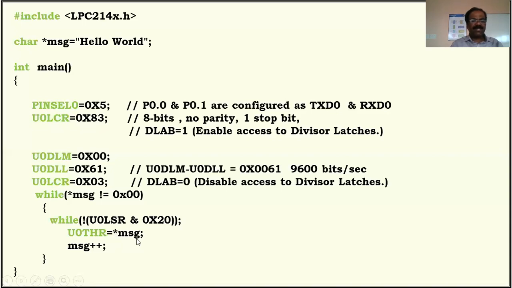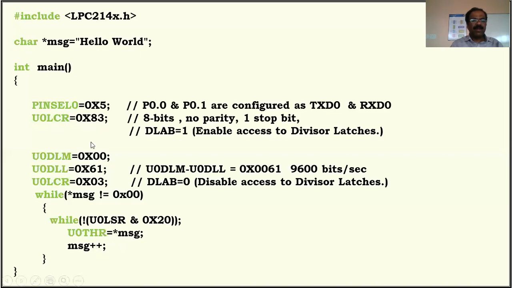Now star message means it's going to get the content of this location. That is the first value, H. We are loading this first character into where? U0THR. I told you already, U0 stands for UART 0. THR, transmit hold register. It's an 8-bit register. We are writing the ASCII code of H to this particular register. Then message plus plus, it's going to increment this pointer by 1. It's going to give the address of the next immediate character.